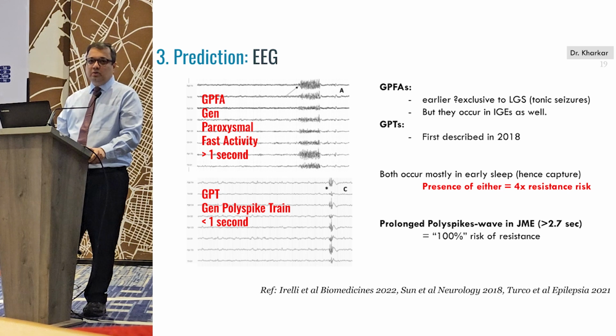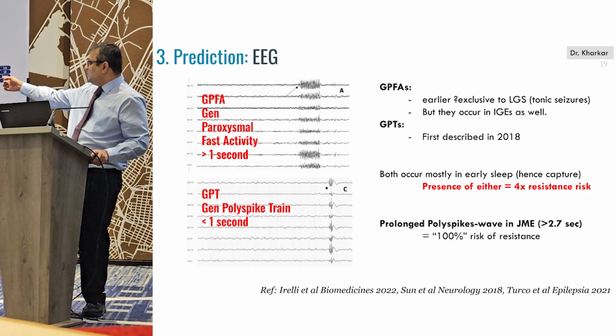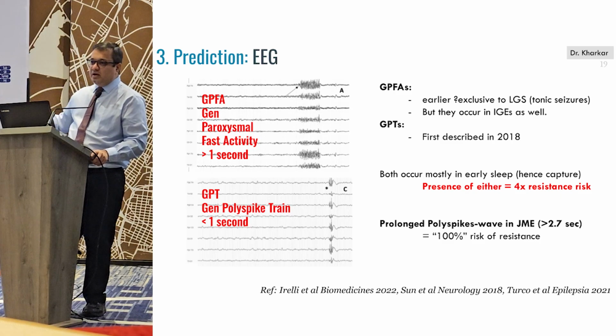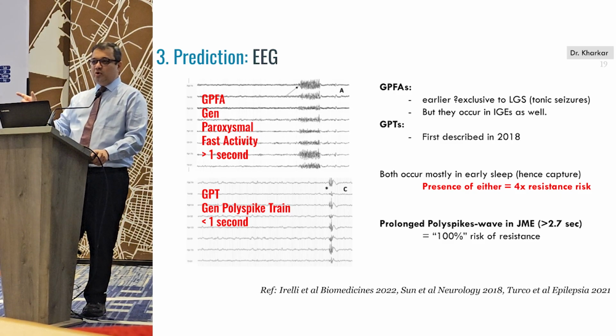A small note about GPFAs. First, we were taught that they happen exclusively in Lennox-Gastaut syndrome, but that's not true. They can happen in other idiopathic generalized diseases as well. This is a nice thing that I saw: in JME, the longer the polyspike duration, especially if they're very long, they tend to be medically resistant. And since I read this, I found this to be true in my practice.